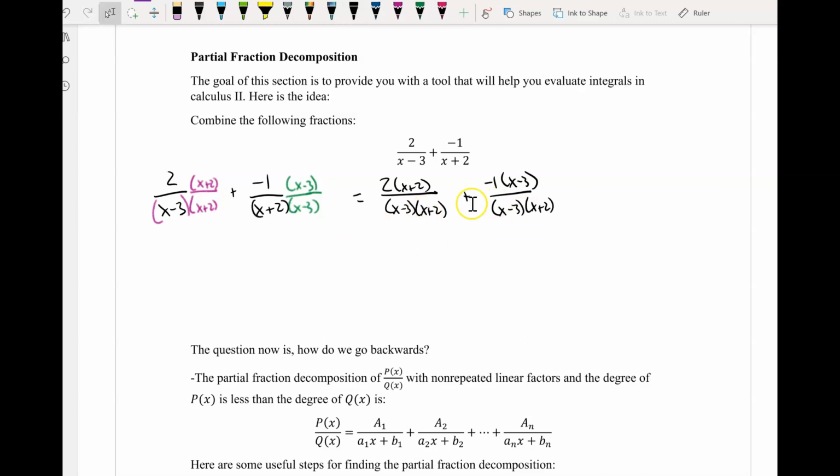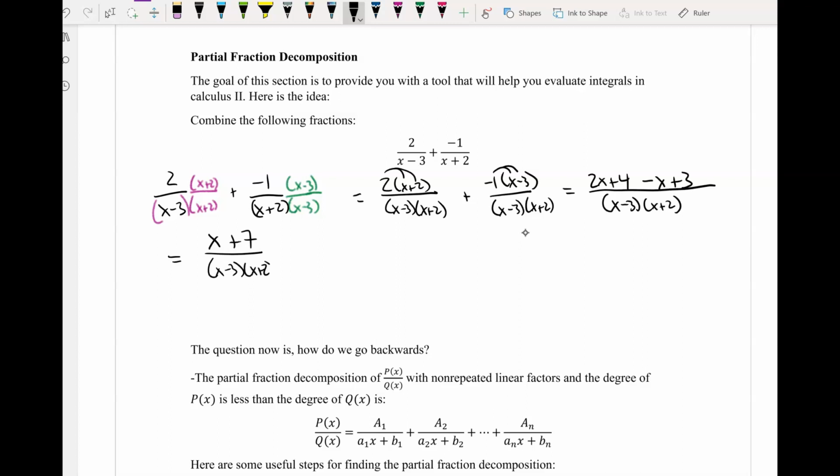Now you'll see that both denominators are the same, so I can combine this into one single fraction. So I can have x minus 3, x plus 2 on the bottom. And on the top, let me FOIL this out. We'll get 2x plus 4. Let me FOIL this one out. You get negative x plus 3. So then what you end up getting is x plus 7 on the top, divided by x minus 3, x plus 2. Okay?